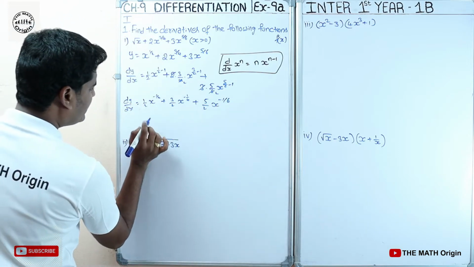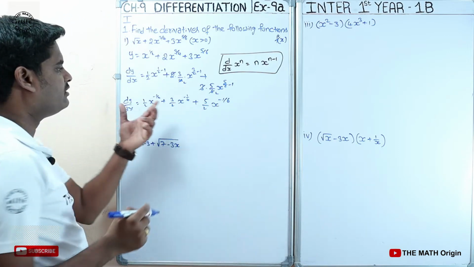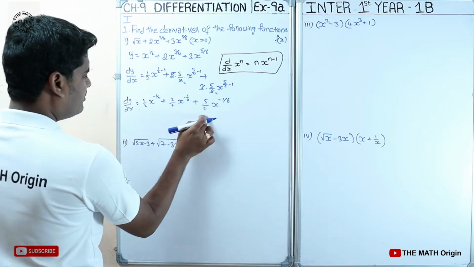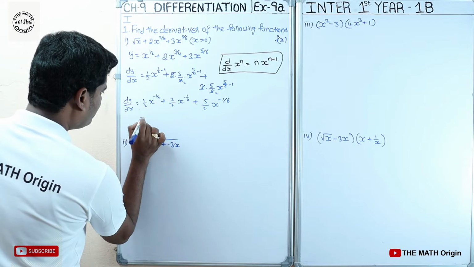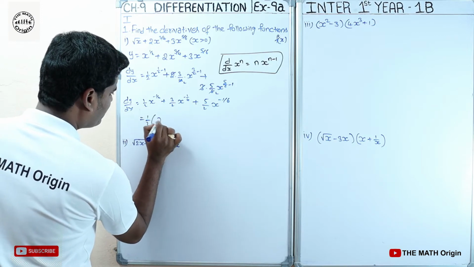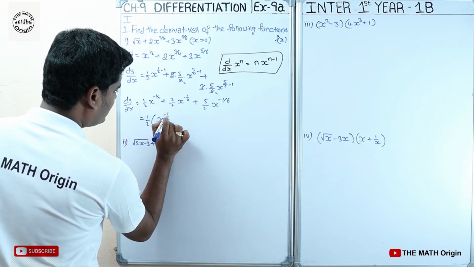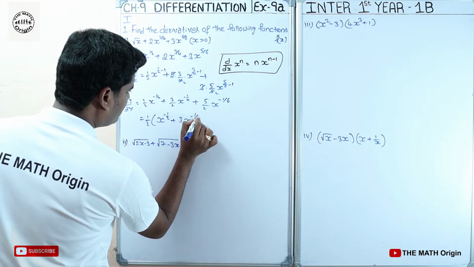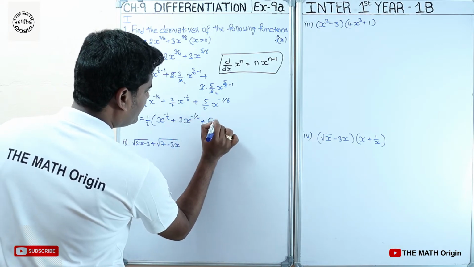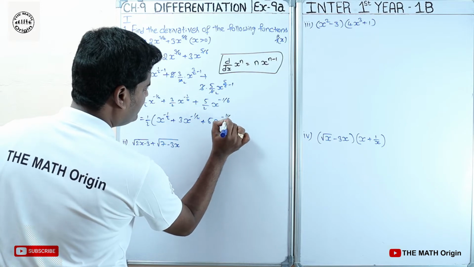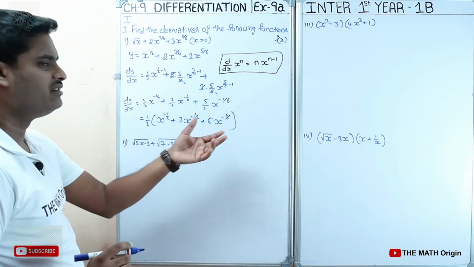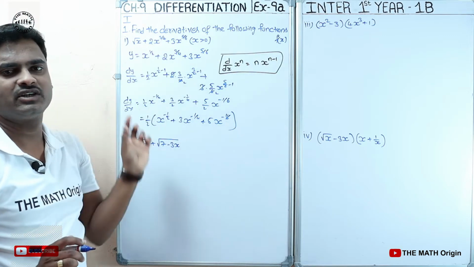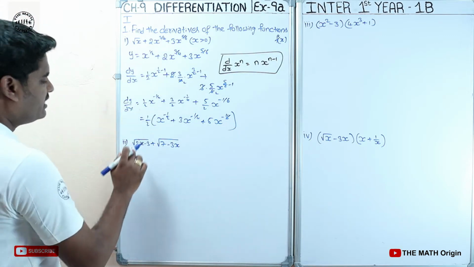Okay, this is also a final answer, but it also can be written differently. From this complete equation, 1 by 2 is common, therefore that is equal to 1 by 2 into x power minus 1 by 2, plus 3x power minus 1 by 4, plus 5x power minus 1 by 6, which is the dy by dx, the derivative of the first question, first bit. Next, second one.